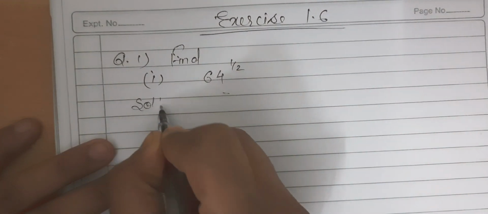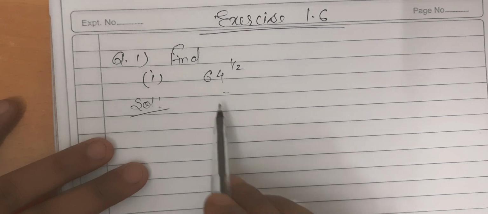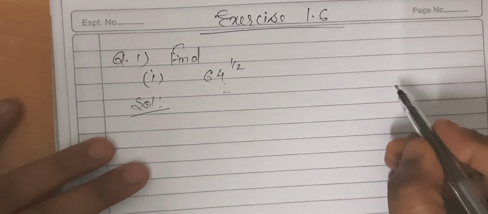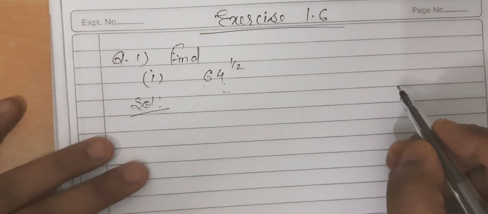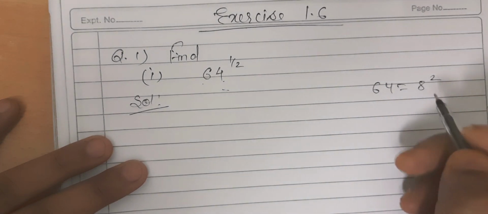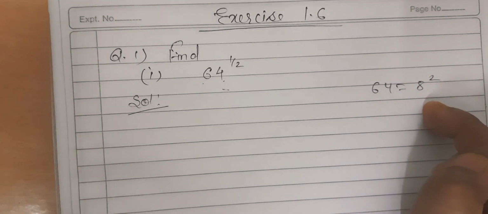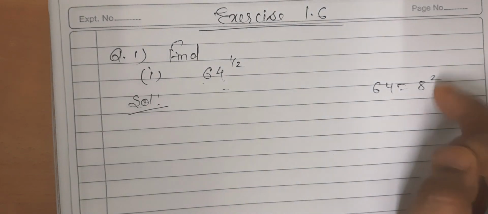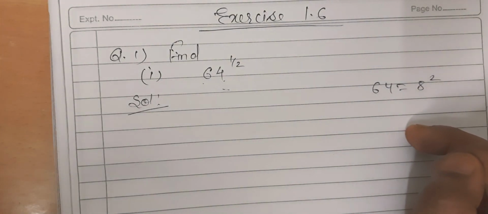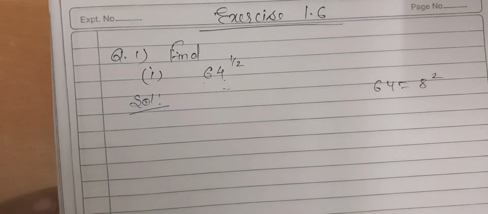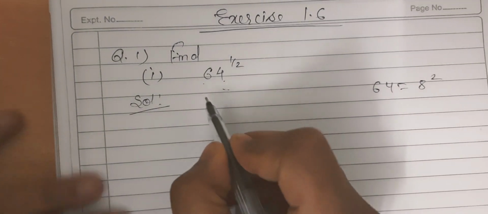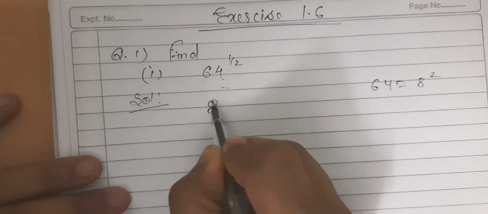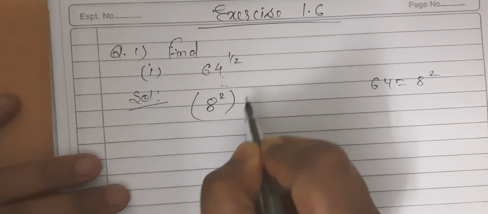Just simplify. So in the solution, see this 64 can be written as the square of 8. 64 can be written as 8 square. This you know, because in class 8 we have studied square and square root, cube and cube root. And if you don't know, still you can find the square root of any number. So 64 is a square of 8. So in place of 64 we can write 8 square, and we have one more power 1 by 2.